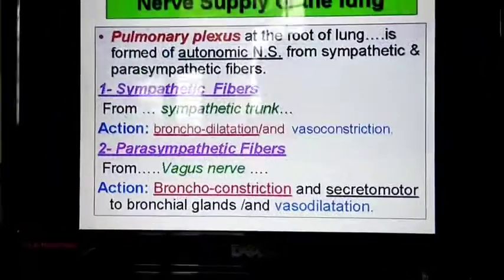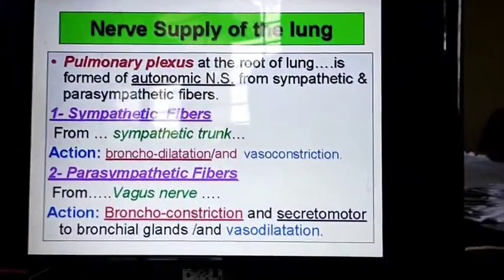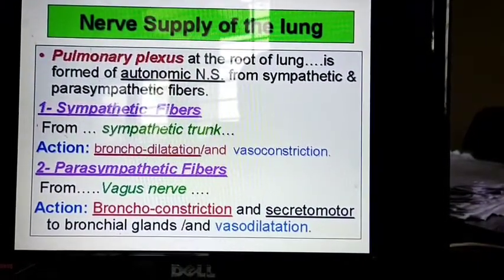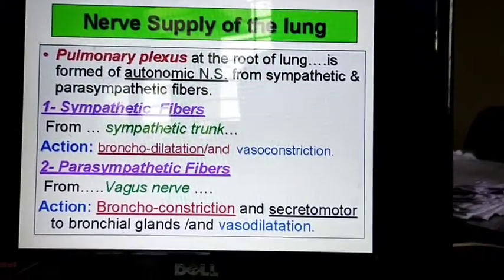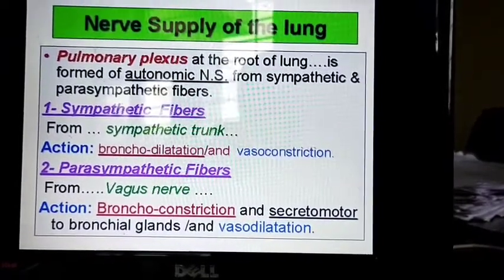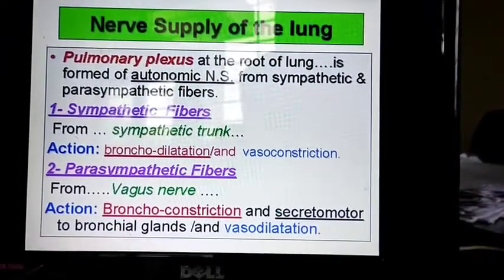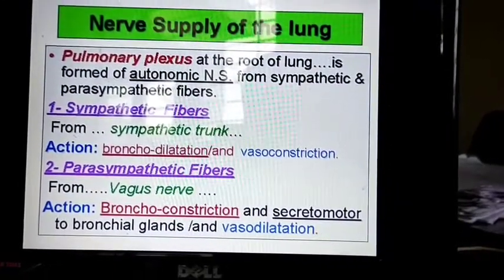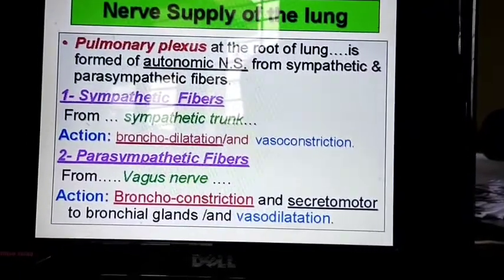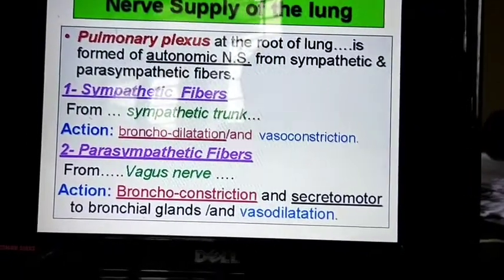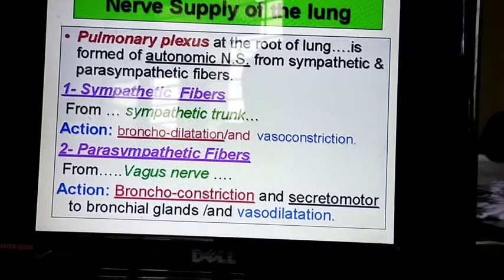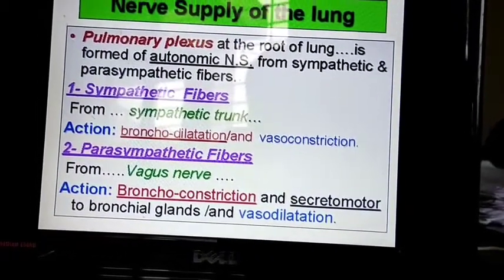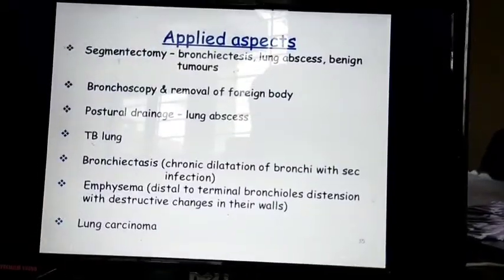Nerve supply: the pulmonary plexus at the root of the lung is formed of the autonomic nervous system, from sympathetic and parasympathetic fibers. The sympathetic fibers from the sympathetic trunk cause bronchodilation and vasoconstriction. And the parasympathetic fibers from the vagus nerve cause bronchoconstriction, secretomotor action to bronchial glands, and vasodilatation.